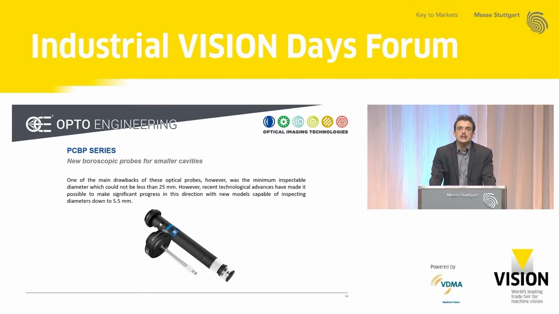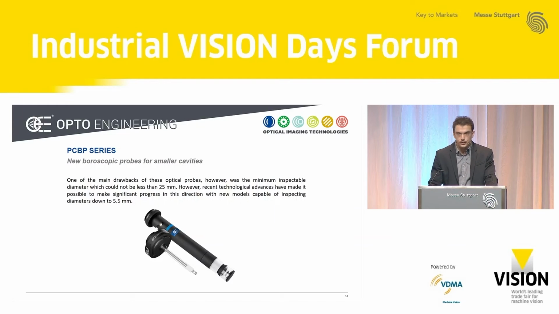One of the main drawbacks, however, of these optics was, I must say, that they were not suitable for very small cavities. In fact, with, let's say, the standard design, you couldn't go lower than 25 millimeters, more or less. But recent advances allowed us to basically shrink a lot the dimensions of the optics, and so now it is possible to inspect diameters down to 5.5 millimeters or so.